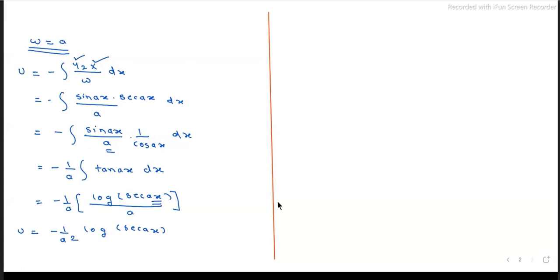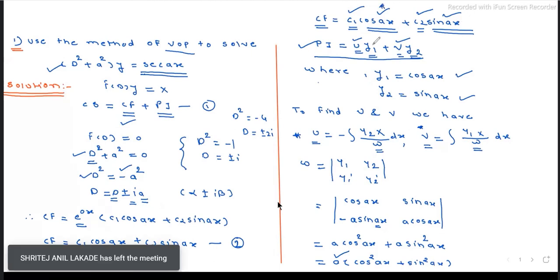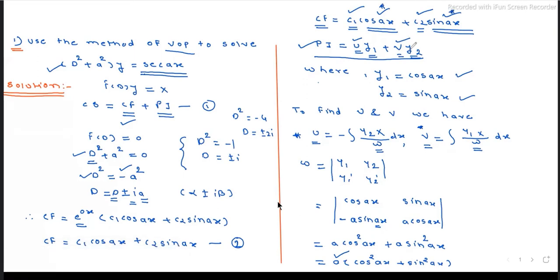Now the next step is to calculate the value of v. What formula did we write for v? Integration of y1 times R upon w dx. Replace the values. What is y1? What did we already consider as y1 in the problem? cos ax. You can see, we wrote CF and PI. Look at the step above. CF is C1 cos ax plus C2 sin ax. That's why cos ax is considered as y1 and sin ax is considered as y2.